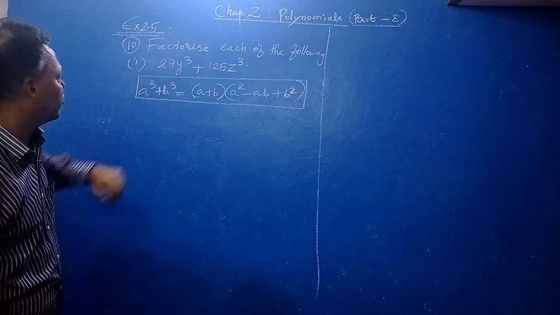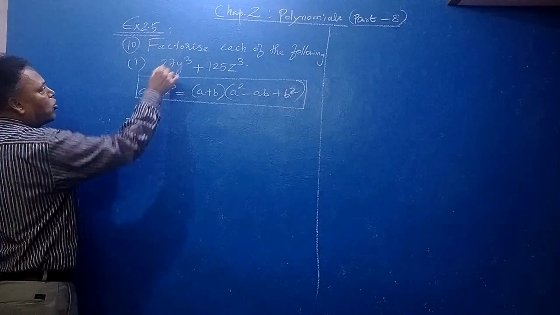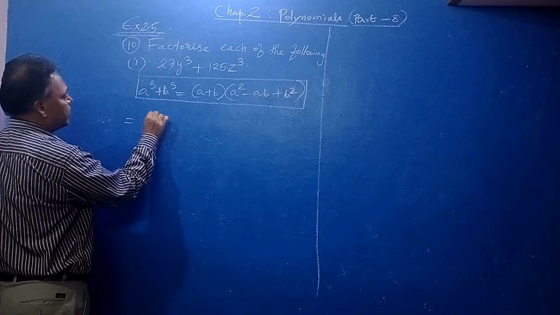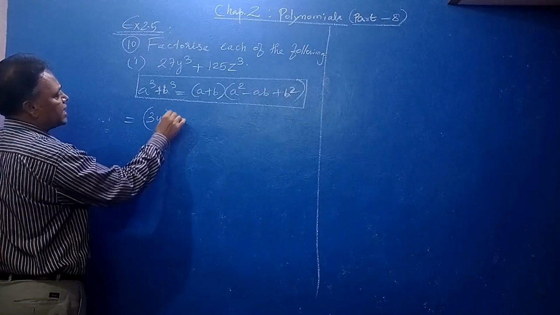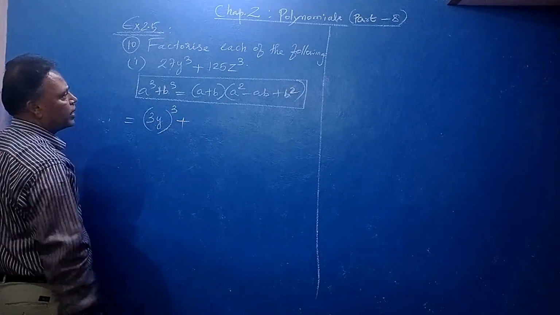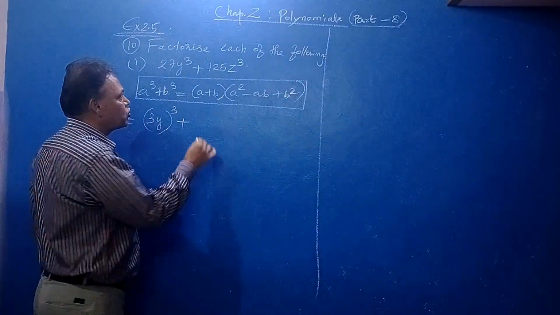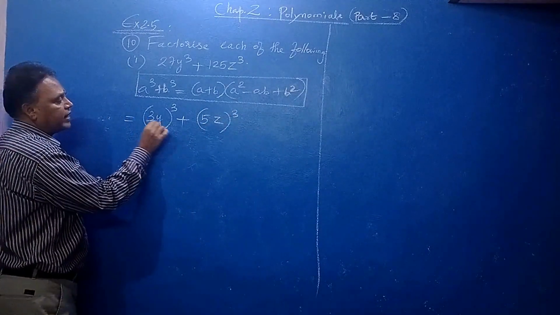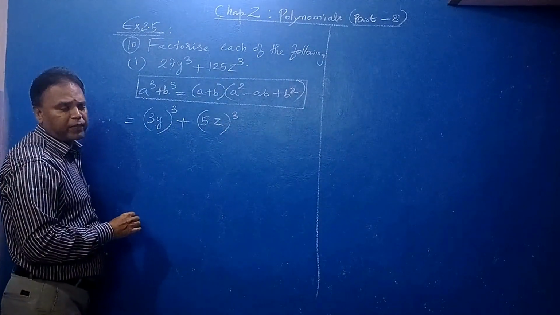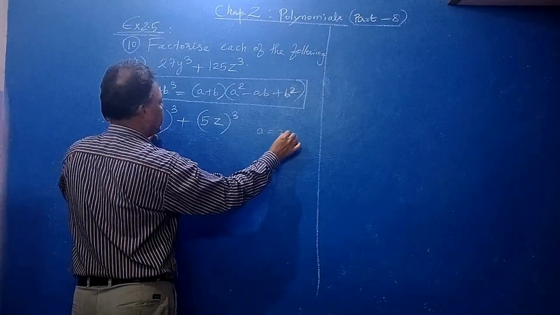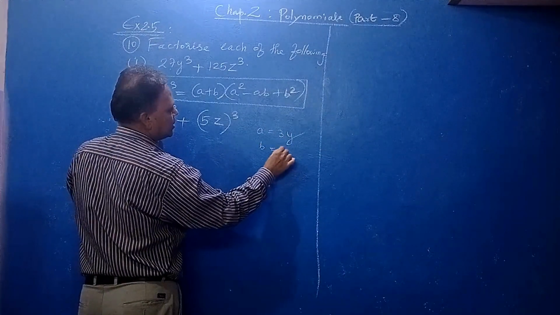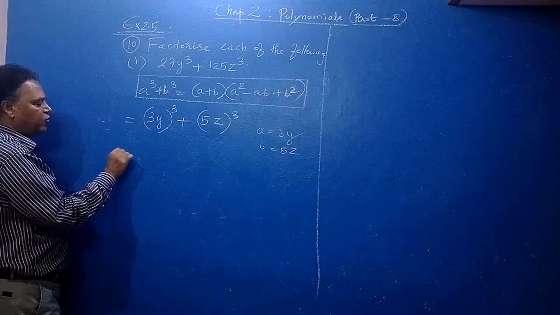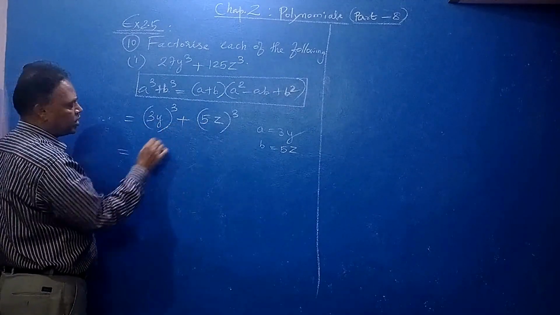First, you have to find out a here. What is a here? You see, 27 is which cube? 3. So this can be written as 3y whole cube plus 125 is 5 cube, so 5z whole cube. So here a you are getting 3y, b you are getting 5z, just to put in this formula. Therefore, this is nothing but a cube plus b cube.